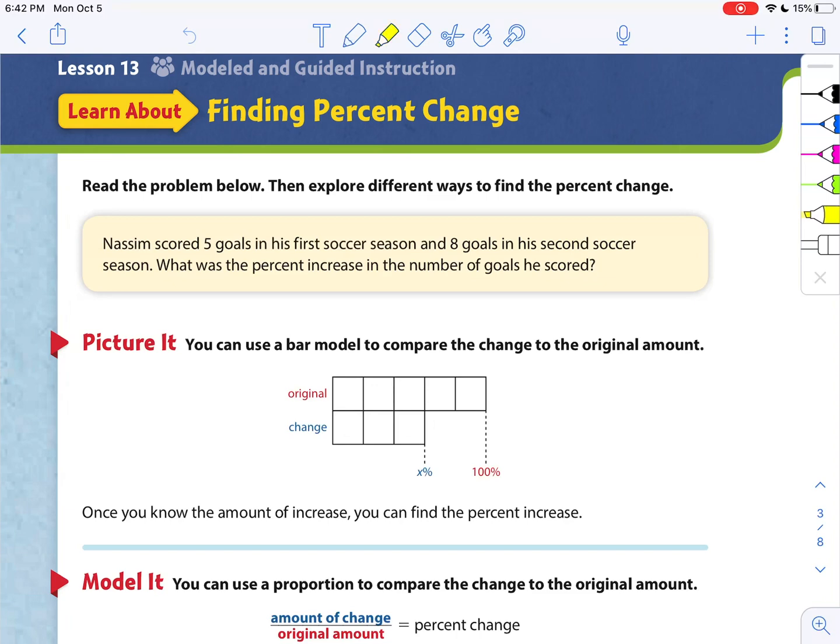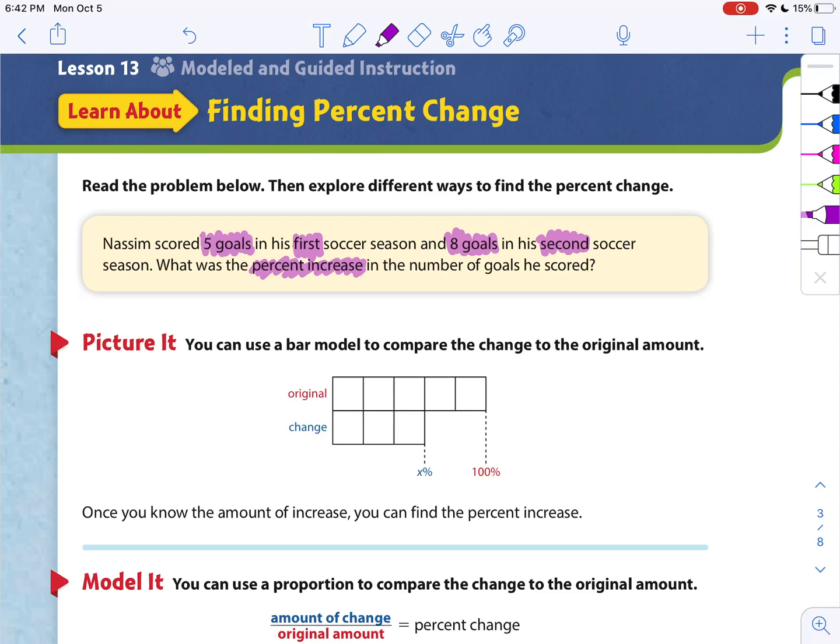So we have a few important pieces of information in this problem. We know in his first season he has 5 goals, and in his second season he has 8 goals. And the problem wants us to find the percent increase. One way we can look at that is with a picture. You can use a bar model to compare the change in the original amount.